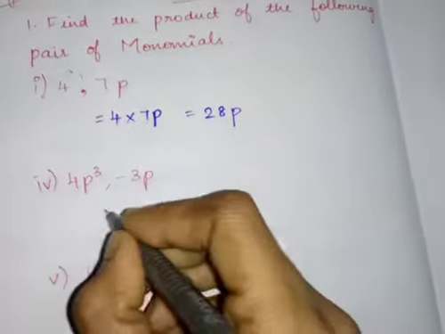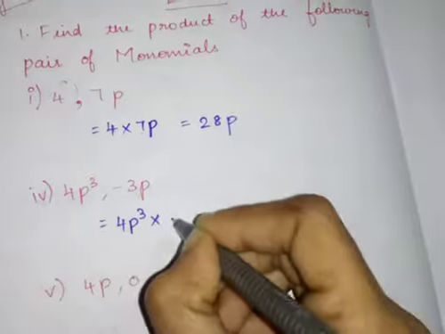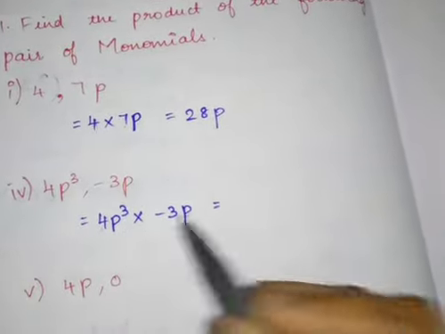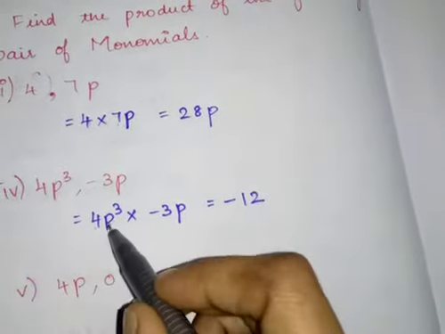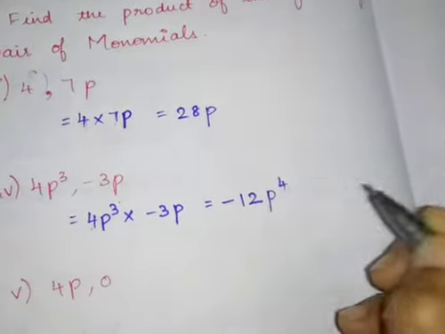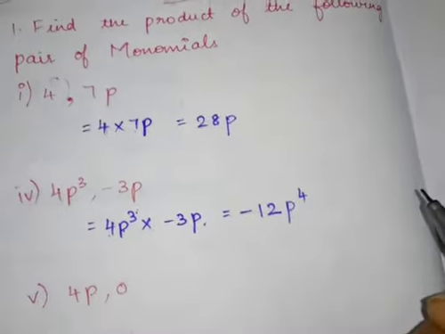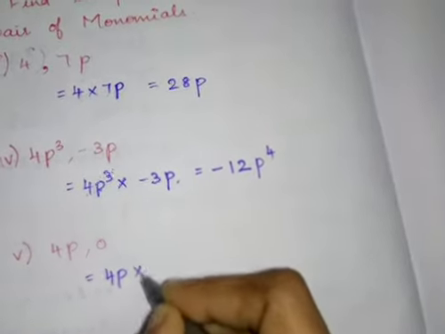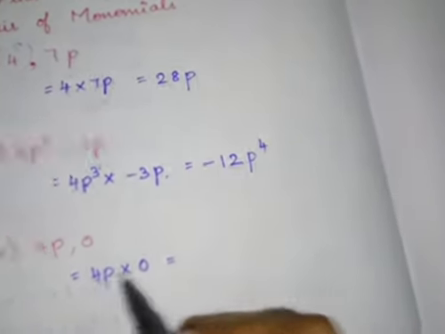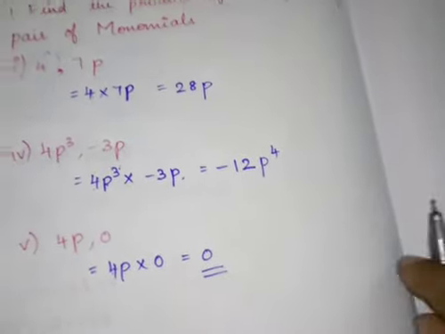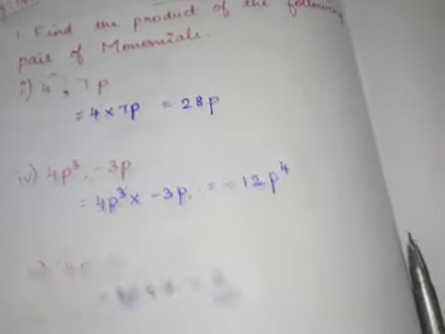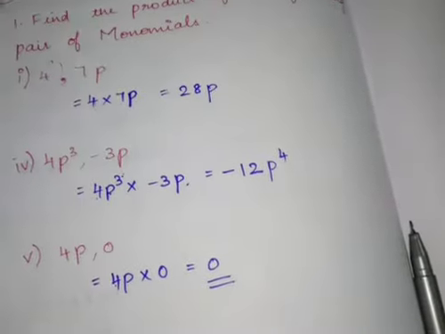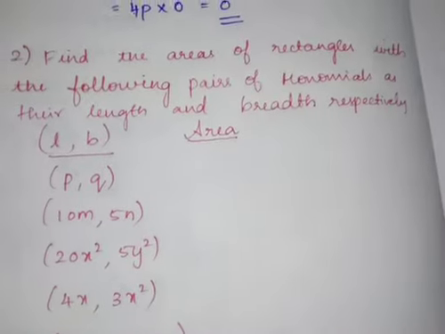Next, fourth problem: 4p cube into minus 3p. 4 into minus 3 is minus 12. p cube into p is p power 4. Correct? So minus 12p power 4 is your answer. Next, 4p into 0. Any number into 0 is 0. So your answer is 0. Understood? We are just multiplying and writing the answer, as we have done in the example problems.